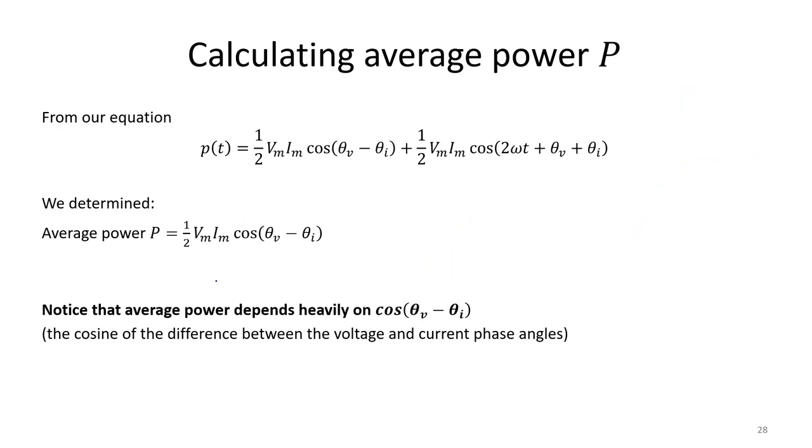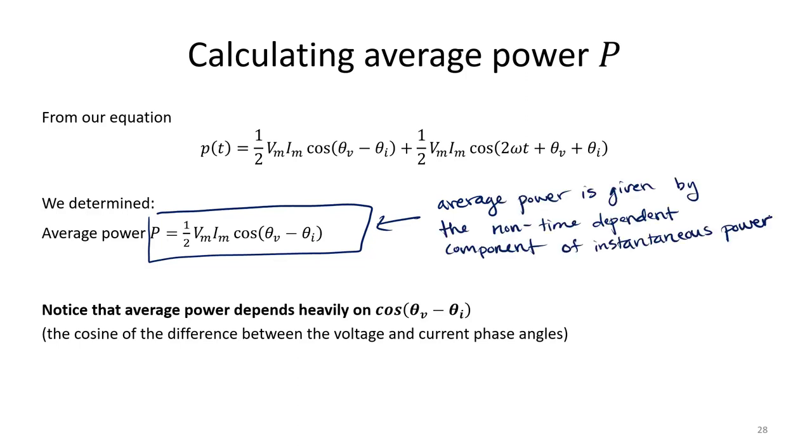So once again, if we take a look at our instantaneous power equation, we can write that the average power is given by the non-time dependent part of instantaneous power. And another thing you'll notice about average power is its value depends heavily on cosine theta v minus theta I. This quantity is called the power factor. And we'll discuss this more in the next video.